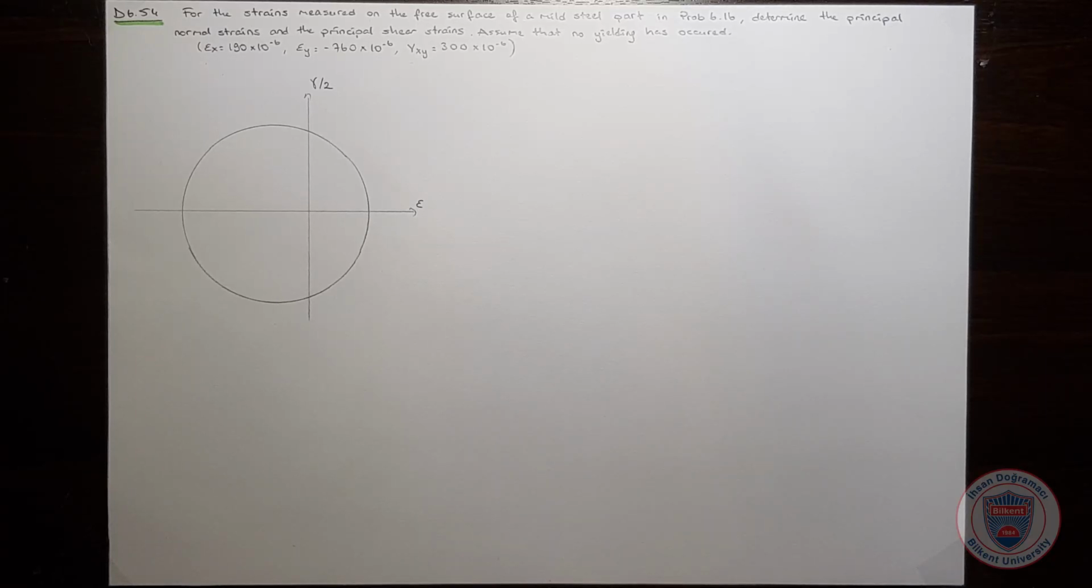Some strain values are measured on the free surface of a mild steel. In this question, our goal is to determine the principal normal strains and the principal shear strains. We will assume that no yielding has occurred. At first, I will write the material properties for mild steel.